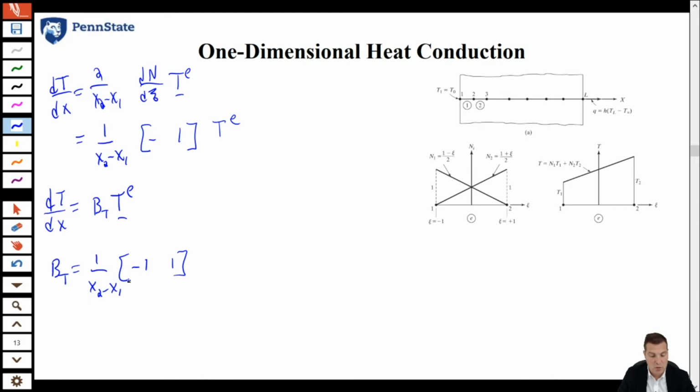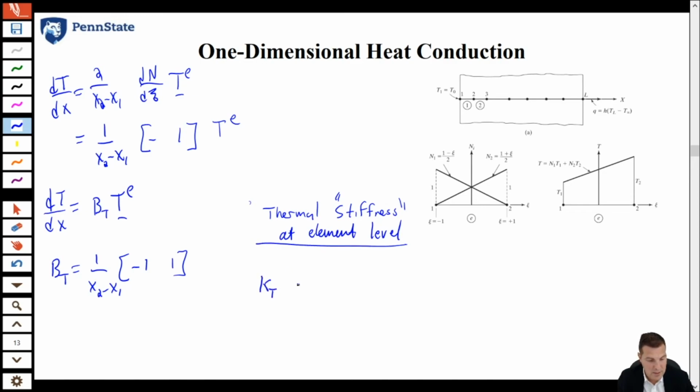All right, so now we can use this information to actually get the thermal stiffness. We call it thermal stiffness because it's very similar to a stiffness matrix. So when we get down here, we have the thermal stiffness, I'll put that in quotation marks, at the element level. So K sub T is equal to KE over LE times the matrix 1, negative 1, negative 1, 1.